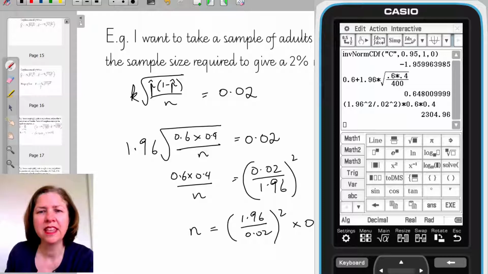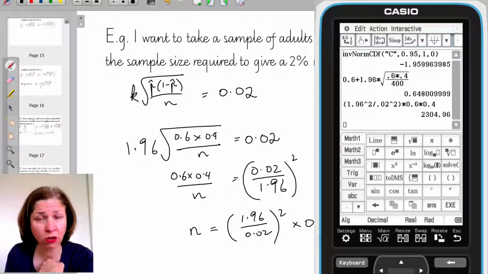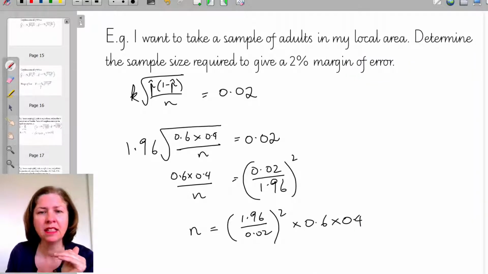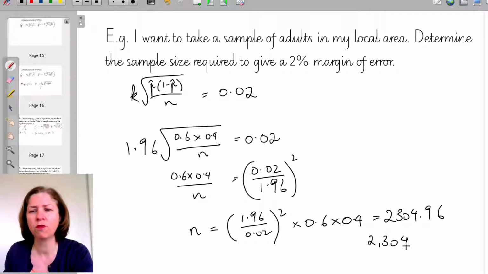Okay, so you can see there that my CAS has given me an answer of 2,304.96. I'm going to round that up to 2,305 because if I go to 2,304, I'm under my cutoff. So I'll just hide that again so you can see, and I'll write my answer down. 2,304.96, and so 2,305 is going to be my sample.